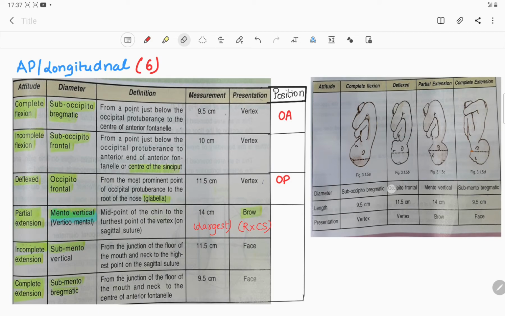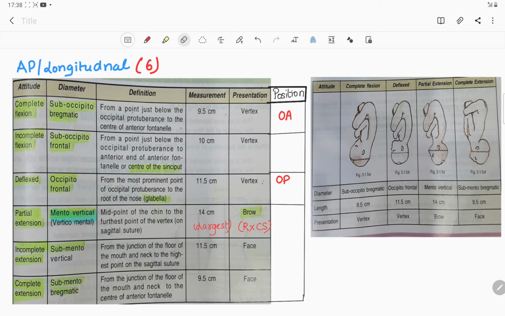In the deflexed head, the engaging diameter will be occipitofrontal. It will extend from the occipital protuberance to the root of the nose, also called glabella, measuring 11.5 centimeter with the presentation vertex.